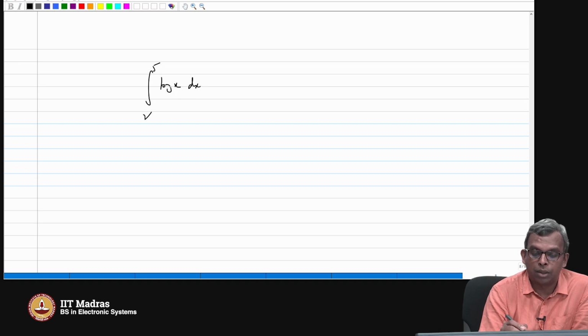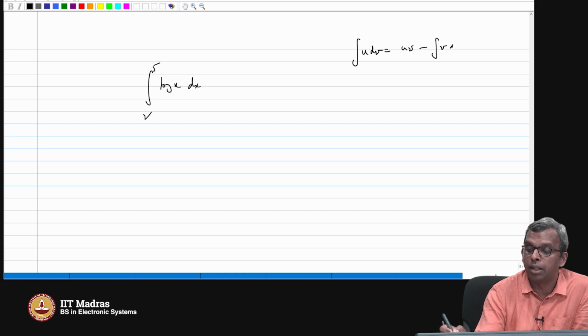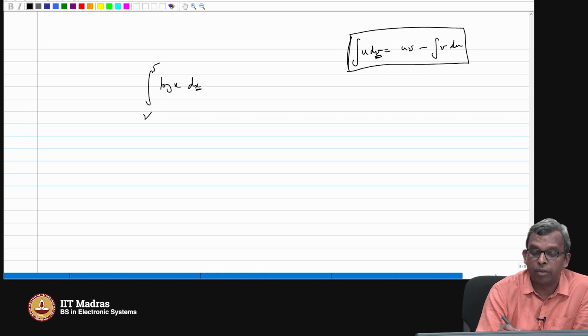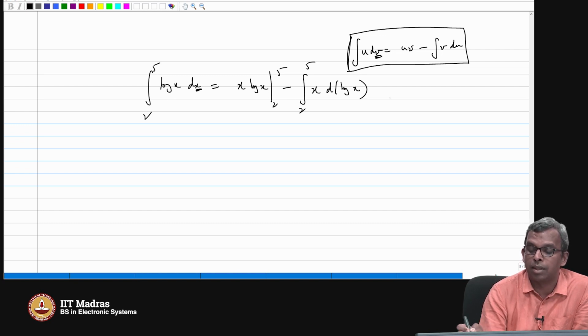By parts, you remember, I hope you remember, integration by parts. So, what is by parts? Integral u dv is uv minus integral v du, right. So, this is the way you have to think of it. What is v here? You simply take v to be equal to x. Okay, so, it is log x dx. So, this is the same as x log x between 2 and 5 minus integral 2 to 5 x times d log x. Okay, so, this is parts, and parts will give you the answer very easily.